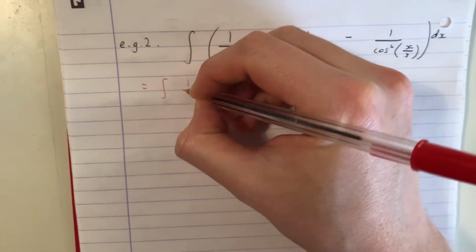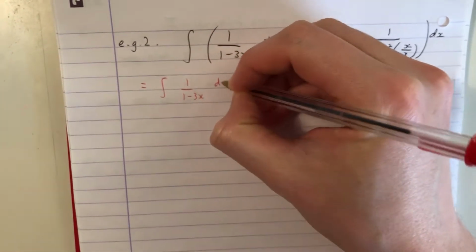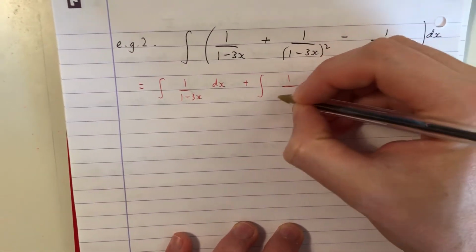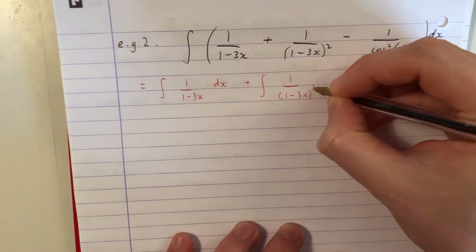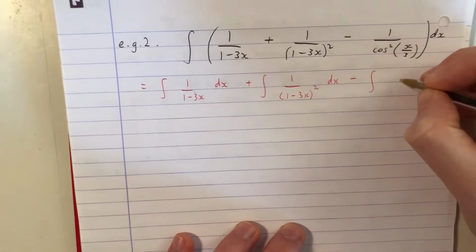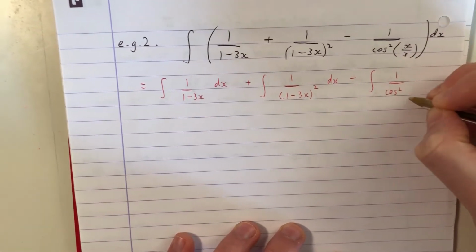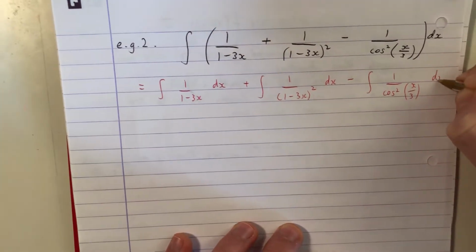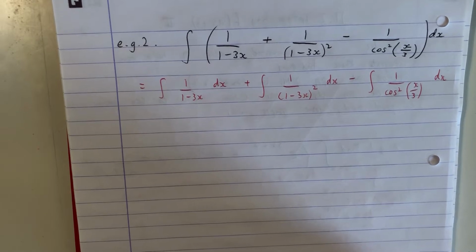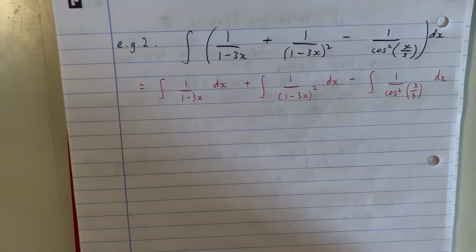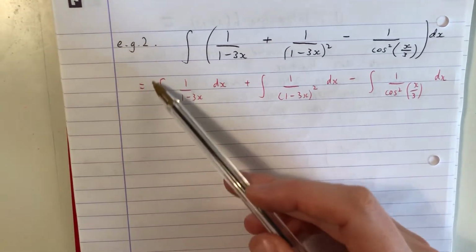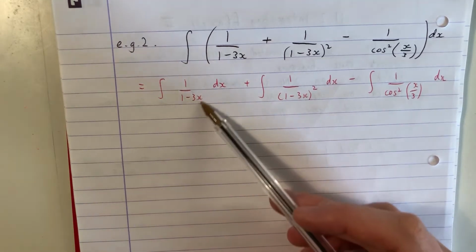So I'm integrating 1 over 1 minus 3x with respect to x. I'm going to integrate 1 over (1 minus 3x) all squared with respect to x, subtract integrating 1 over cos squared of x over 3 dx. Now, some of these I can't integrate yet, even using good guessing. The only one I can integrate with a good guess so far is this one. All of the others need to be rewritten as something else.